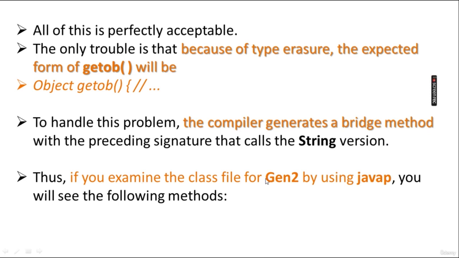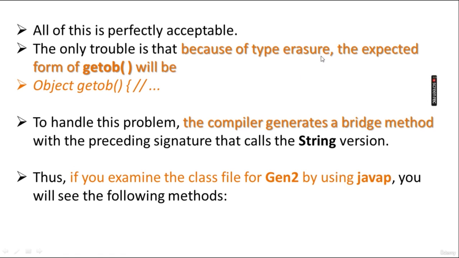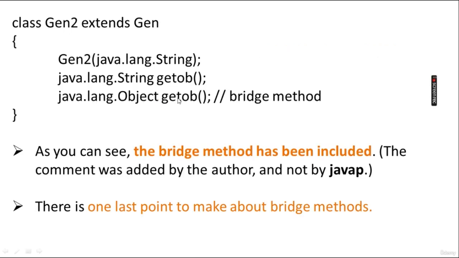Okay, if you examine the class file for Generic2 by using javap, you can see Generic2 extends Generic, a parameterized constructor, getObject, and a bridge method java.lang.Object getObject. Okay, this will create two methods. The bridge method has been included. Because of type erasure, the actual form of getObject will be Object getObject. For that purpose, this method has been added in the Generic2 class file.